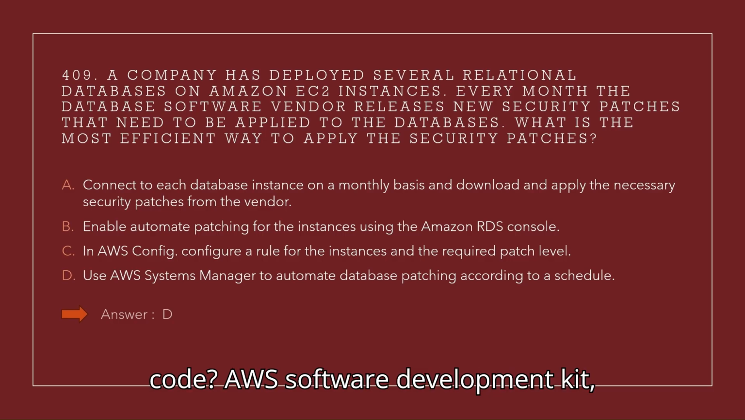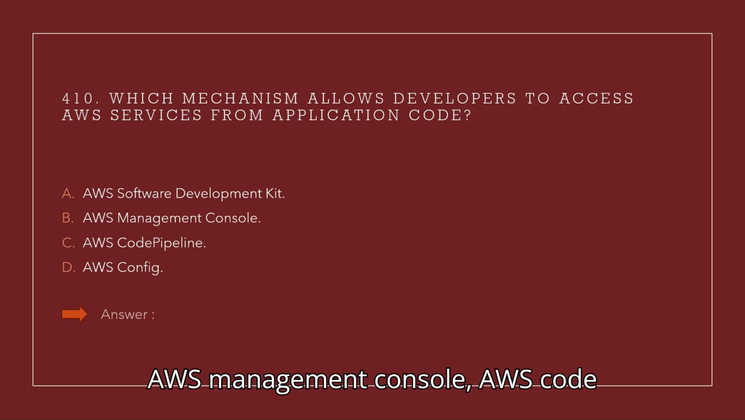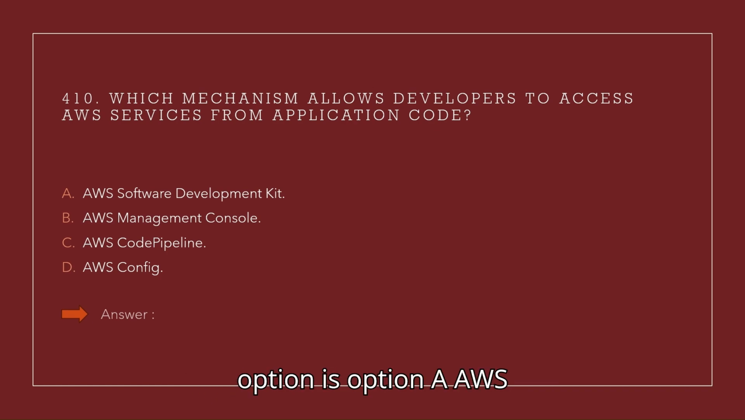schedule. Which mechanism allows developers to access AWS services from application code? AWS Software Development Kit, AWS Management Console, AWS CodePipeline, or AWS Config. So the correct option is option A, AWS Software Development Kit, AWS SDK.